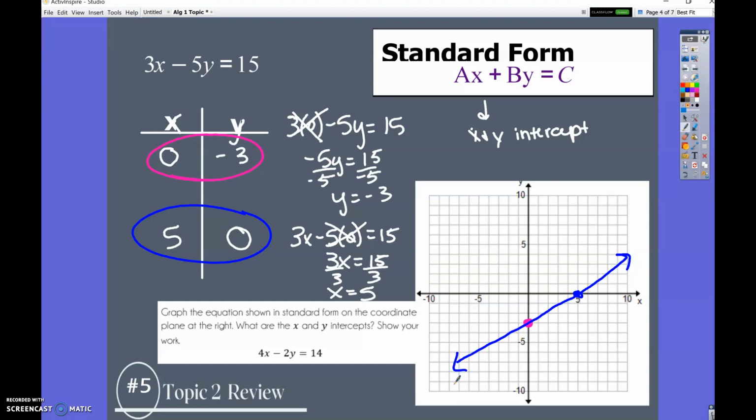And remember, if you ever needed to create a different form of the equation, now you could count your rise over your run, and you would also know your slope.